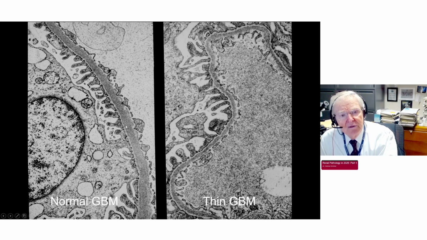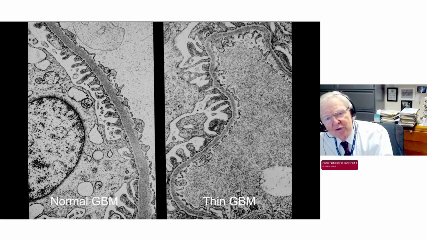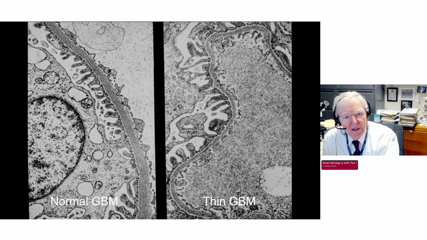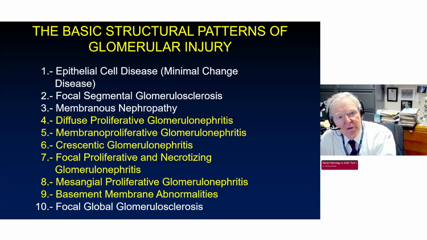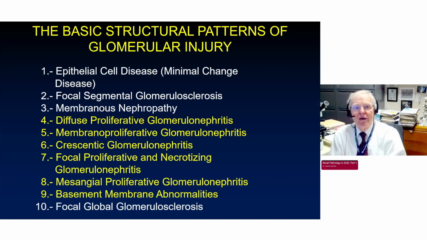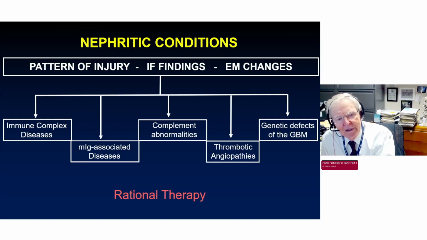Here is the difference between a normal GBM and a thin basement membrane. This is usually a heterozygous defect of the alpha 4 or the alpha 3, at least in males. The alpha 5 can also be defective heterozygously in women with thin basement membrane disease. So here you have the basic structural patterns that I tried to discuss with you that result in hematuria and proteinuria of variable degrees with the diseases that are accompanying this.